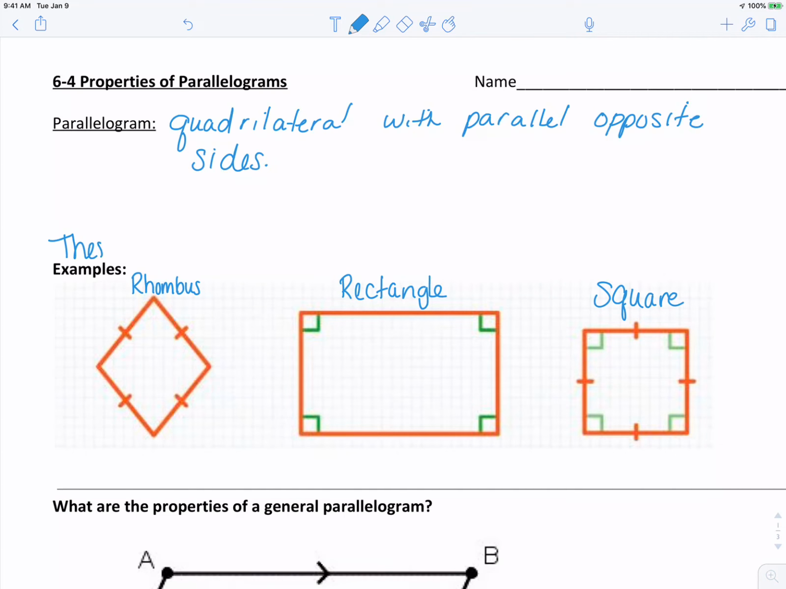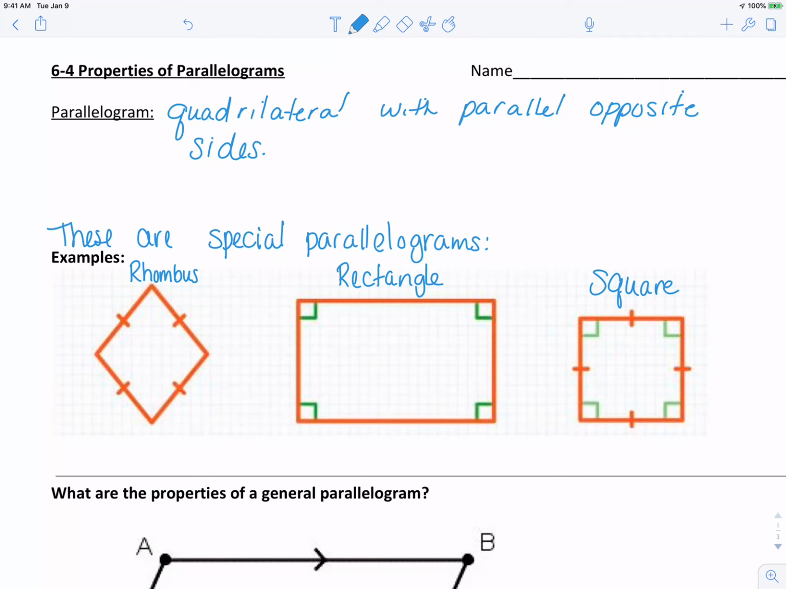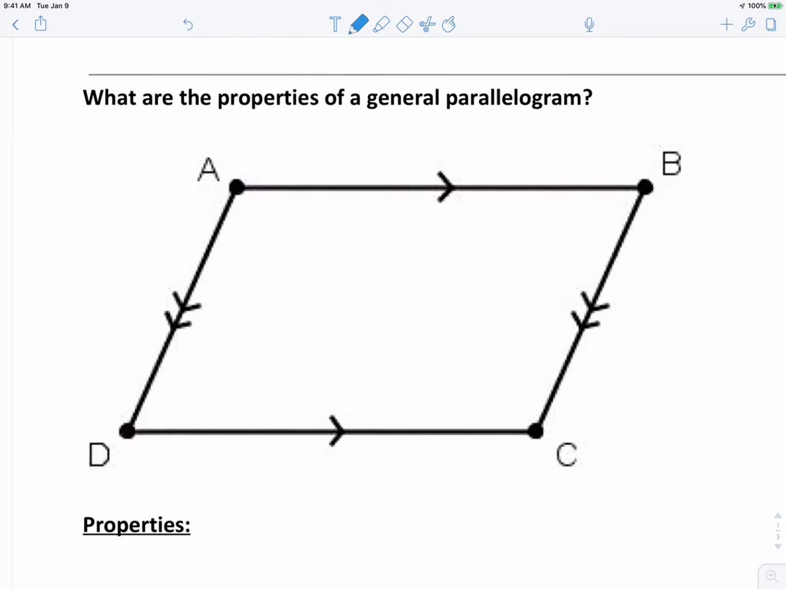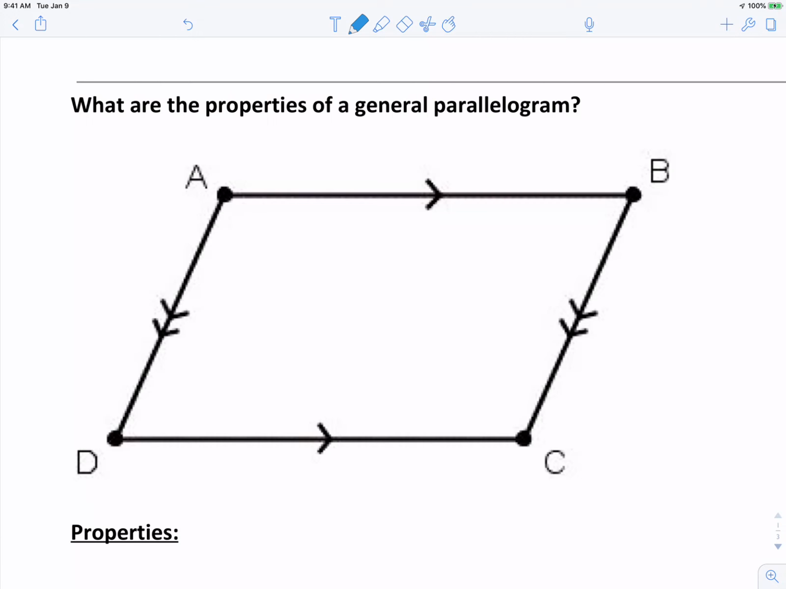Okay, these are the special parallelograms. And we're going to learn more about them later this week. But I just wanted to introduce these. But today, we're not going to focus on these special ones that have special properties. We're going to focus more on a general parallelogram, where you don't have congruent sides or congruent angles. All the angles aren't congruent, all the sides aren't congruent.